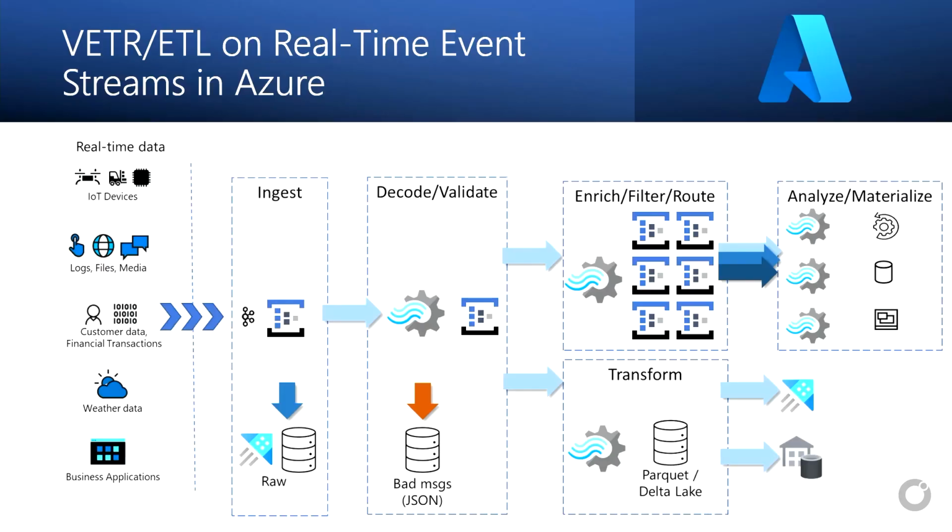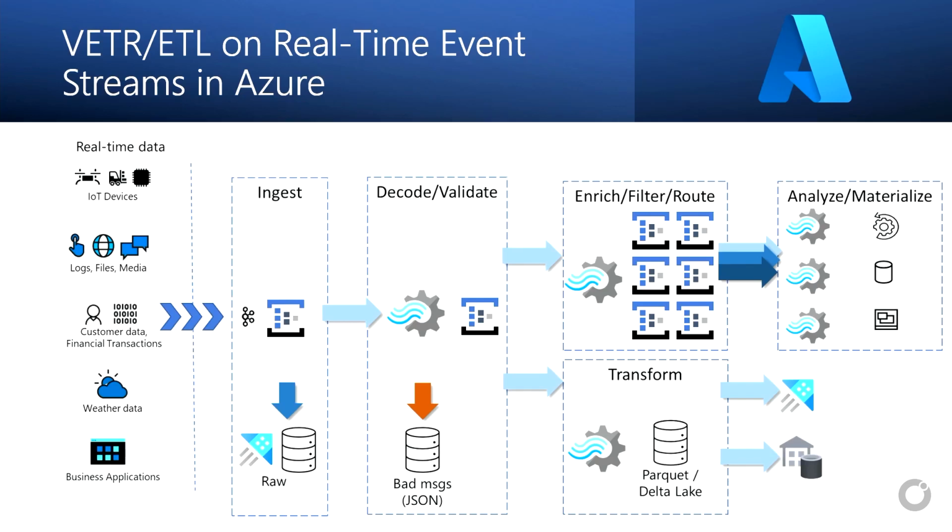In Azure, I picked this pattern on purpose. As we're BizTalk and integration folks, you're comfortable with the idea of VETR, right? So validate, extract, transform, and route. You can do the same thing with real-time data. So as the data is coming through, this is a very typical pattern where you have a streaming pipeline. And in that streaming pipeline, you have different stages along that pipeline.